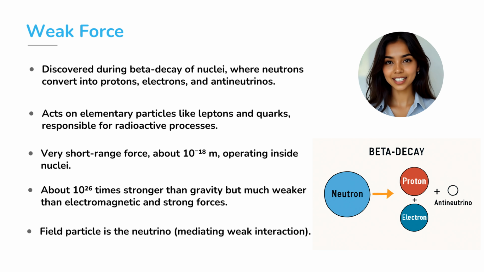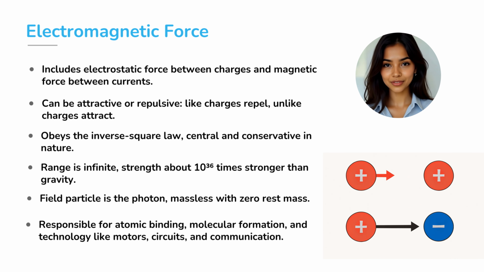It acts on quarks and leptons and has an extremely short range of about 10^-18 meters. Despite the name, weak, it is actually 10^26 times stronger than gravity. Its field particle is the neutrino, which interacts only weakly with matter. Without weak force, the nuclear reactions powering the Sun would not occur, and life as we know it would not exist.